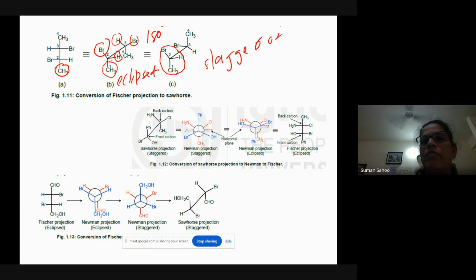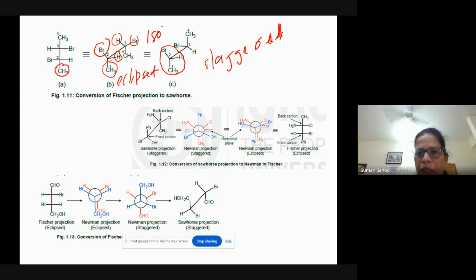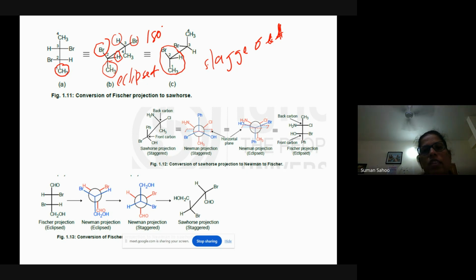conformation. I think from BSc you know what is staggered and what is eclipsed. From this you can just see the staggered and eclipsed conformation. From the Newman projection, you see phenyl and CH3 groups. These are staggered in an eclipsed way. Okay, so like that you can do from Sawhorse to Newman, and from Newman to Fischer projection, or vice versa. You can interconvert your projection formulas.